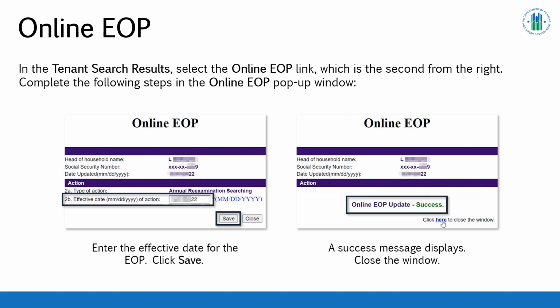Complete the following steps in the online EOP pop-up window. Enter the effective date for the EOP, which must be at least 1 day later than the date in the window. Click Save. A success message will display. Close the window.